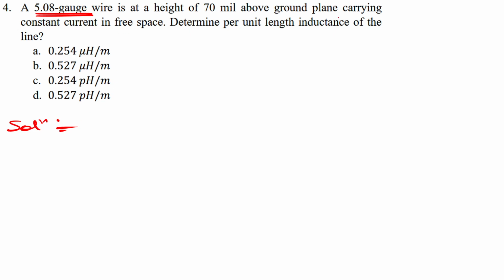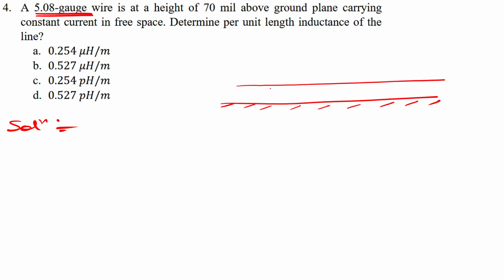So here what is given is a single wire at a height of 70 mils. So let's say this is the ground plane, and this is the wire, and this height is 70 mil above the ground plane, carrying a constant current in free space. So this is free space here. So here epsilon r is 1 basically. That's what free space means. So we determine the per unit length inductance for this line. So we have to find this L.